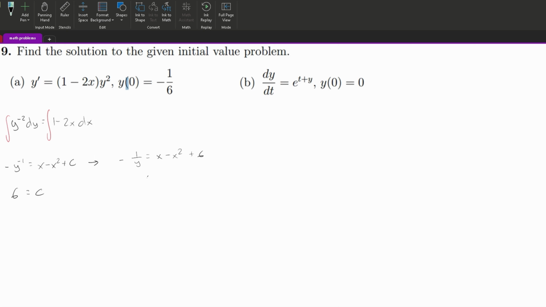Now we can flip everything over and multiply everything by negative 1. So y is going to be equal to 1 over x squared minus x minus 6. So that's going to be the answer for this one.